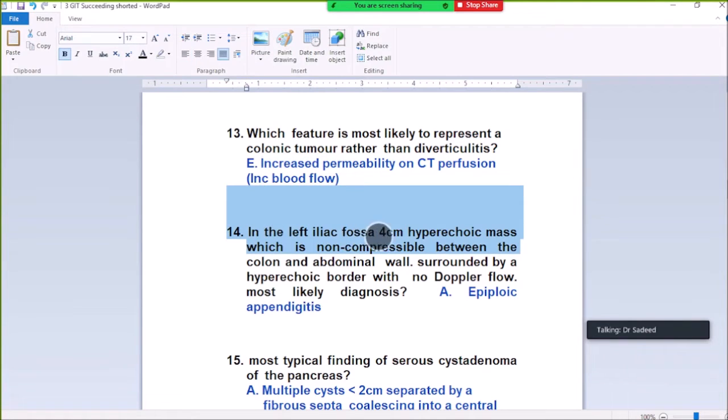Question 14. In the left iliac fossa, 4 cm hypoechoic mass which is non-compressible between the colon and abdominal wall. It is surrounded by a hypoechoic border with no Doppler flow, most likely diagnosis appendicitis.